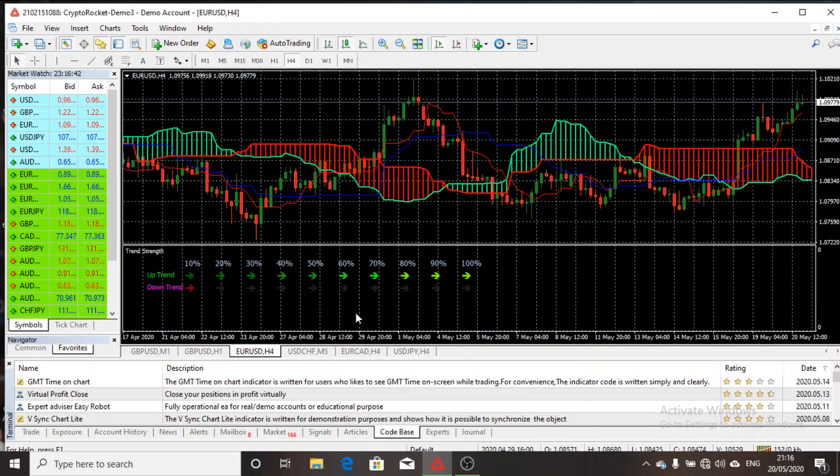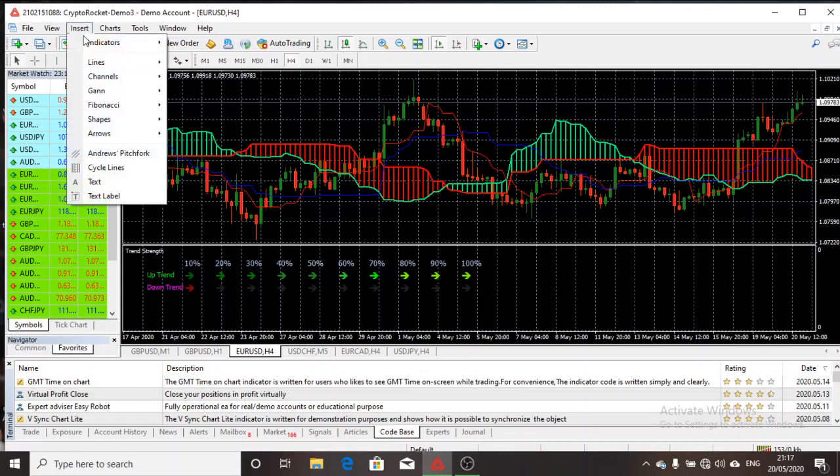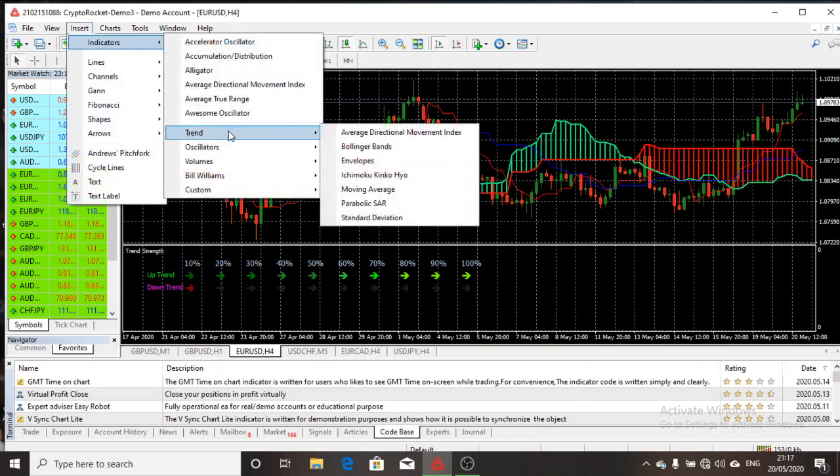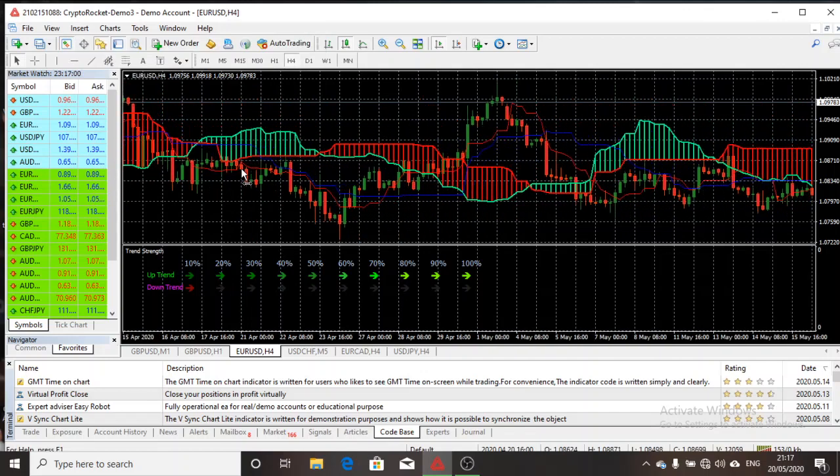Right now, what I want you to do is go to your market, go to your chart, or anywhere you trade, and search for the Ichimoku cloud indicator. If you use MetaTrader 4, just insert indicators, it's under trends. You see the Ichimoku Kinko here, boom, you put it there and start making money.